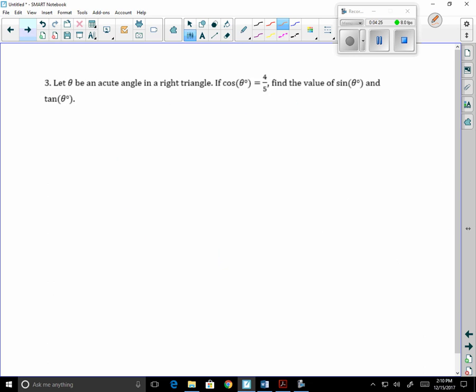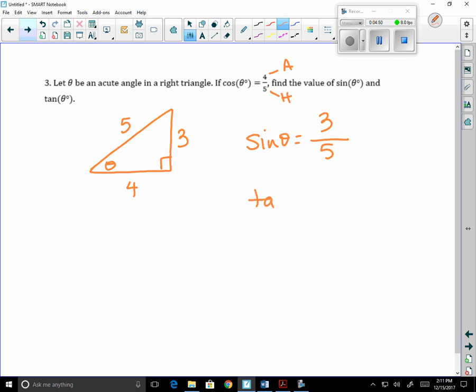Let's look at 3. 3 tells us that we have a right triangle. It doesn't give us the picture, so I'm going to draw it. I'll put theta in there. It tells us cosine, which is the adjacent over the hypotenuse. So this is 4, this is 5. If you know your triples, you know the other side is 3. So if I want to find the sine of this angle, it's going to become 3 over 5. The tangent of this angle is going to become 3 over 4.